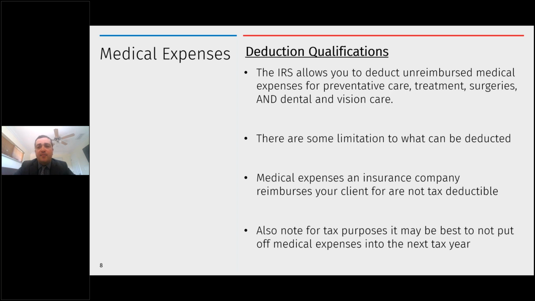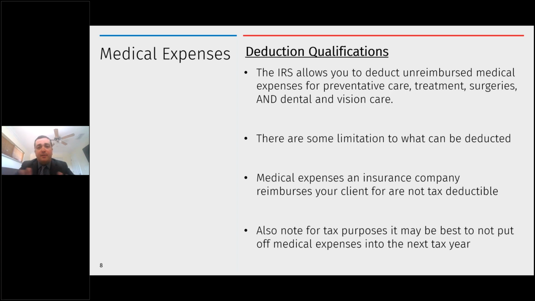Now, I understand what you're probably saying is, well, what if they need critical surgery? I'm not saying push that off. But when it comes to preventative care, maybe dental and vision, if they can lump these up on a biannual basis where they really rack up the expenses in a year, and then maybe put off some of those the next year, it's really going to help out for tax purposes.